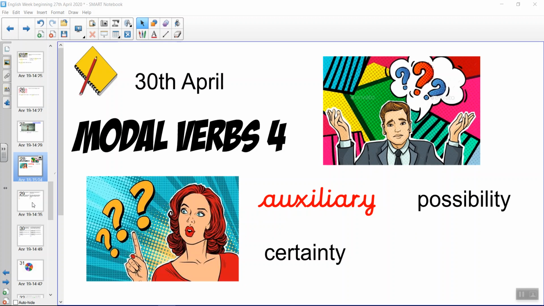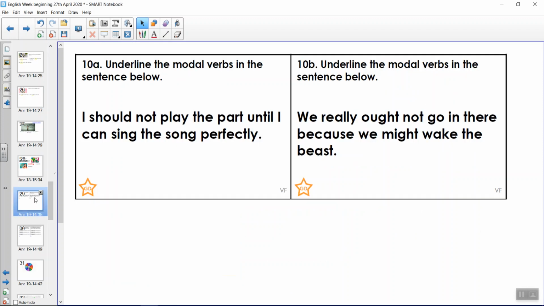We're going to start with a little bit of practice today, and then we're going to move on to looking at modal verbs in questions. So here's our first practice. Pause the video and have a go.